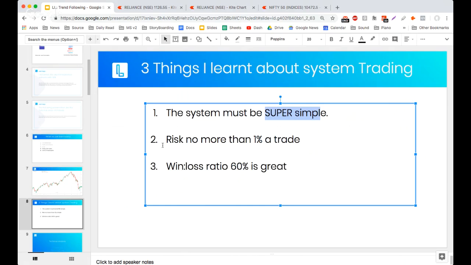That's what I do. Next, you cannot risk more than 1% a trade. Now, I don't know if you know what that means. Let's say you have a capital of 1 lakh rupees.